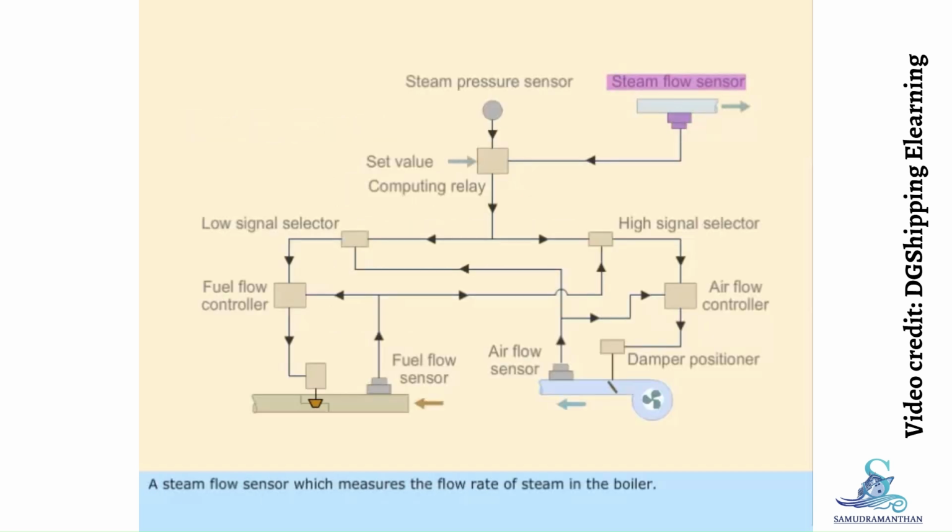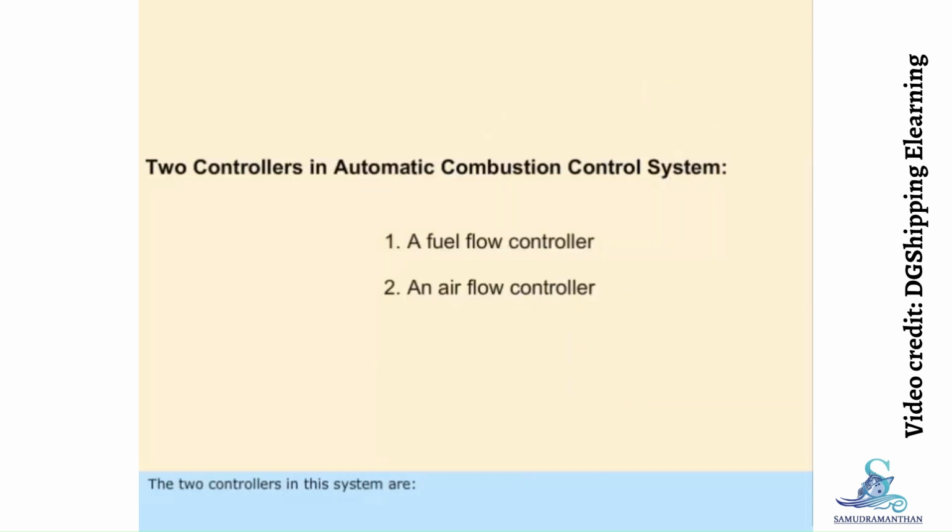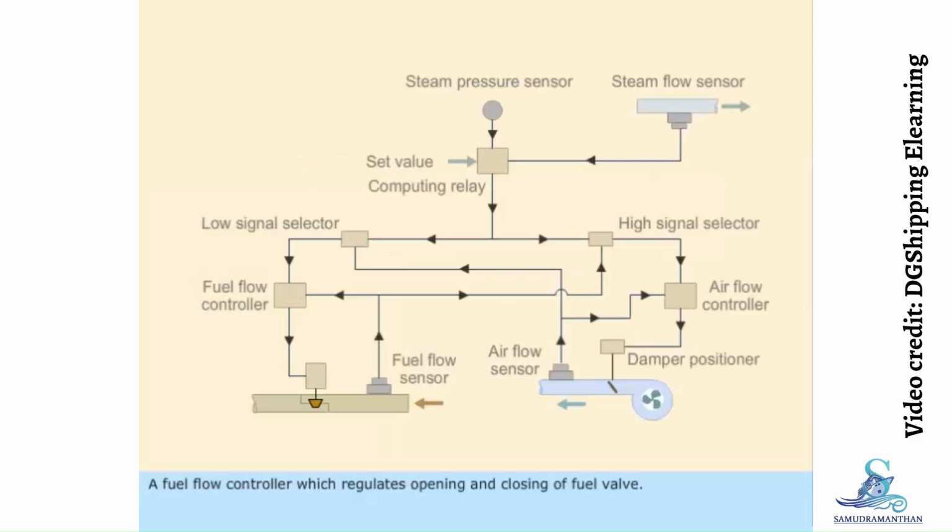A steam flow sensor, which measures the flow rate of steam in the boiler. A steam pressure sensor, which measures the pressure of steam in the boiler. A fuel flow sensor, which measures the fuel flow in the boiler burner. An airflow sensor, which measures the air to the boiler. The 2 controllers in this system are a fuel flow controller, which regulates opening and closing of the fuel valve.